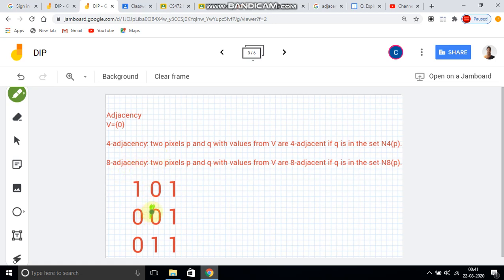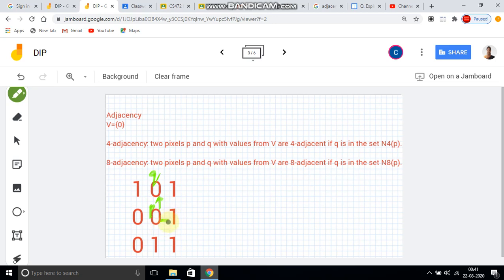Consider two pixels P and Q. Let this be Q. Two pixels P and Q with values from V. V has the value 0, so P and Q have the value 0. They are 4 adjacent if Q is in the set N4 of P.